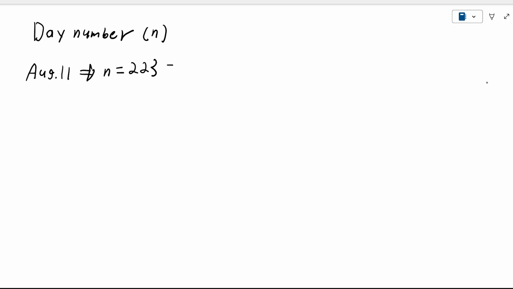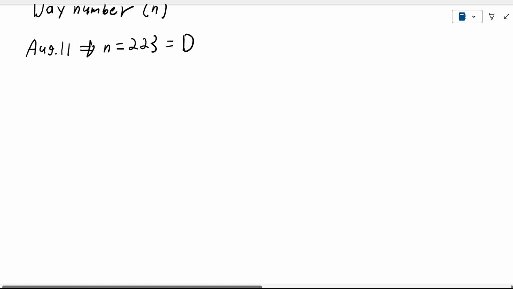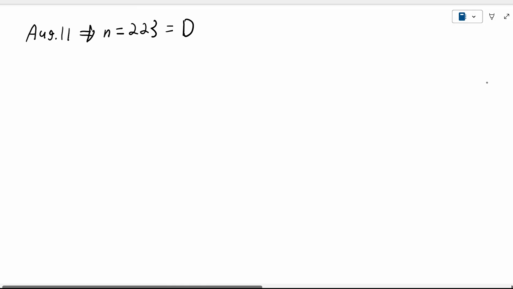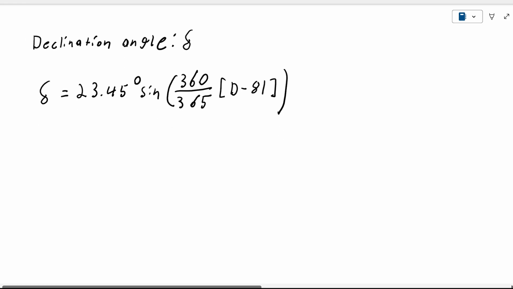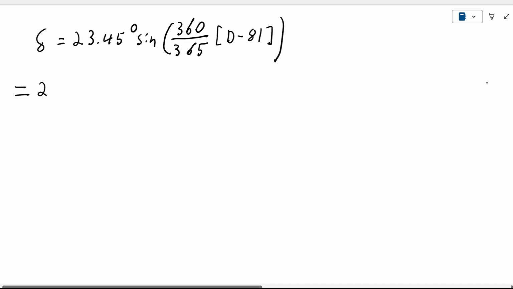Next up, we're going to need to calculate the declination angle, and that is the angle between the sun's rays and the equatorial plane. This angle changes throughout the year and is responsible for the unequal periods of day and night throughout the year. The equation is given by 23.45 degrees times sine of 360 over 365 multiplied by our day number minus 81. If we plug in our day number that we found above, we'll find that our declination angle is around 15 degrees.